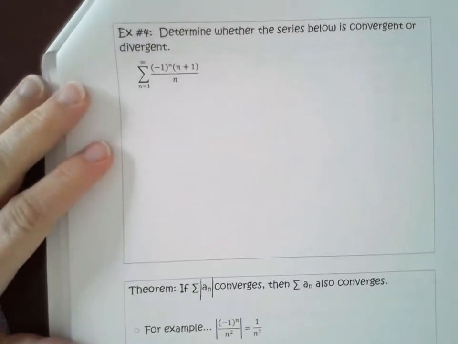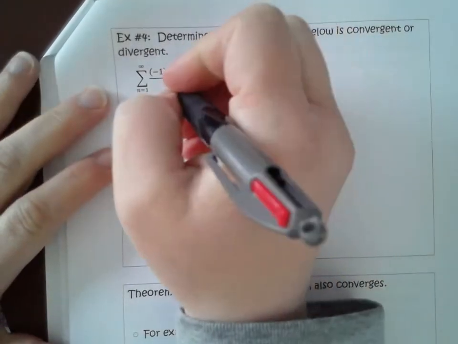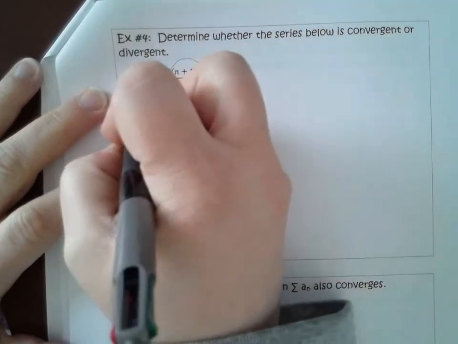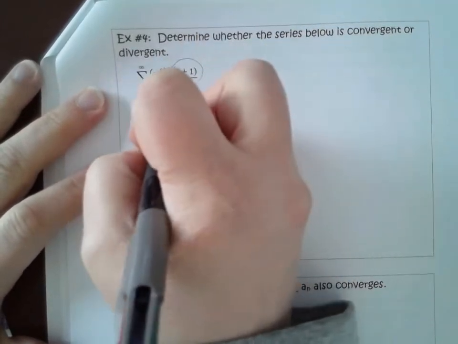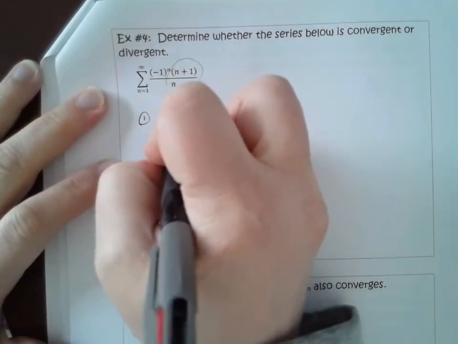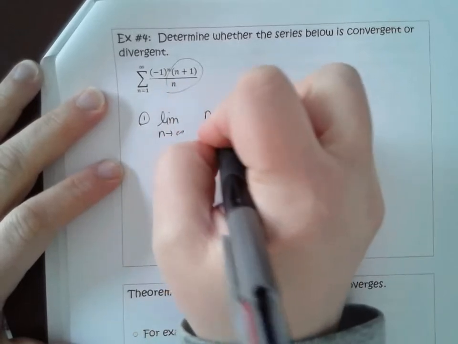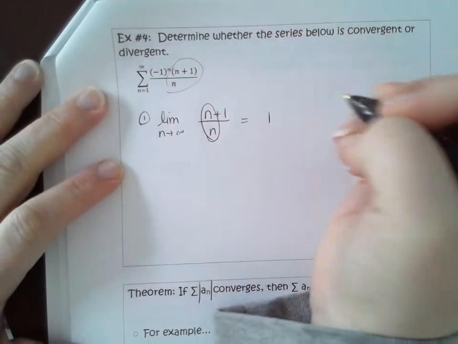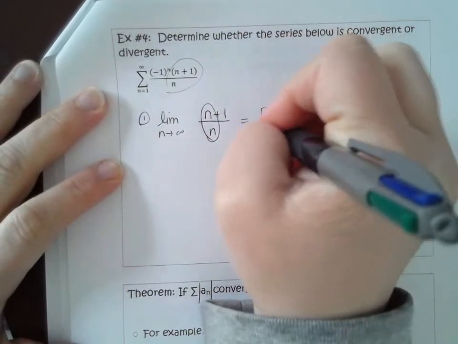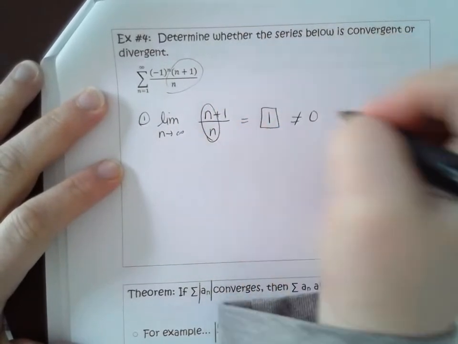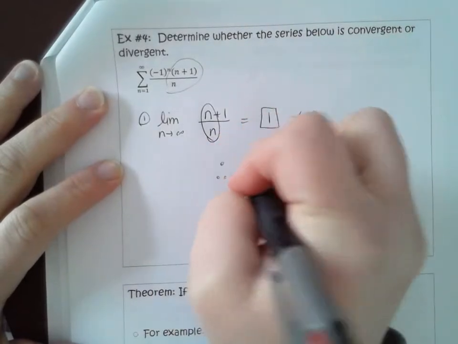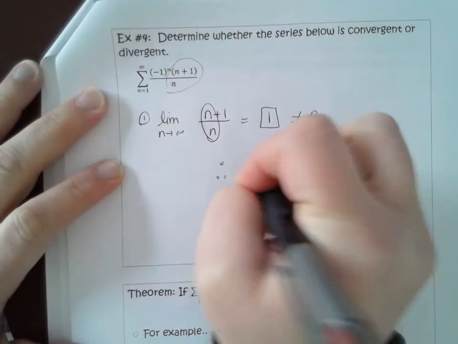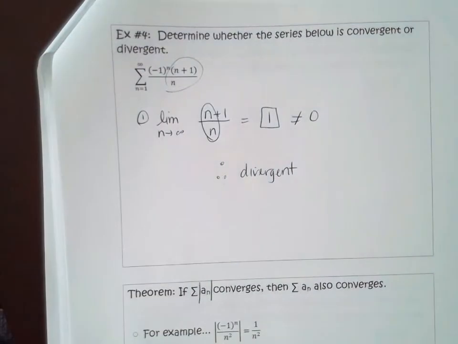Last one before we take it to the next level. So again, if I'm looking at just this portion, first thing I do is take the limit as n approaches infinity of n plus 1 over n. The limit is 1. However, the limit is supposed to be 0. Because it's not, this already fails, and I don't have to go any further. It's a divergent alternating series.